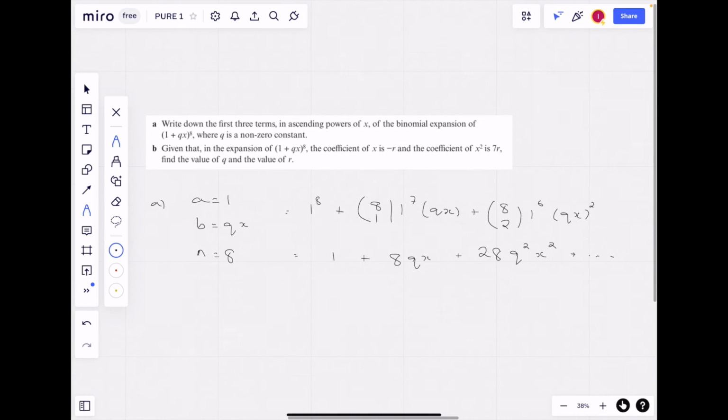The coefficient of x, according to our binomial, which we did in part A, is 8q. In part B of the question, they've said that that is equal to minus r. And in the other case, our binomial says we get 28q squared as our x squared coefficient. And in part B, it says that's equal to 7r. Now what you've got is a simultaneous equation. So can you try and solve that for me, please?